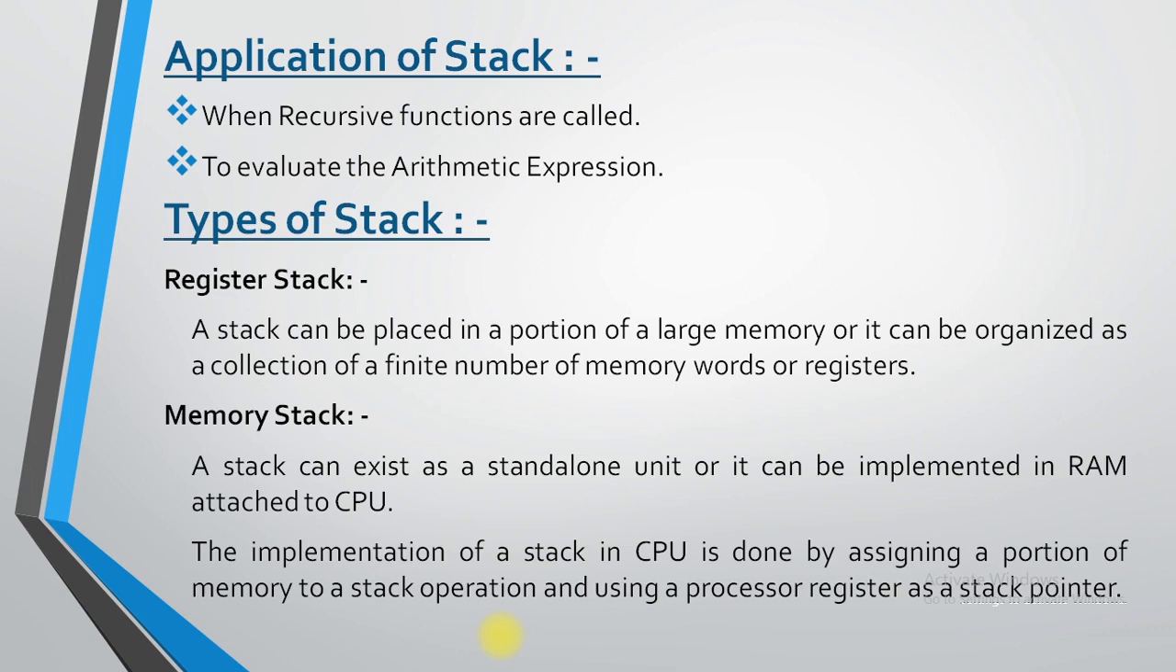The second one is called memory stack, which can exist as a standalone unit and can be implemented in RAM attached to the CPU. So when there is a requirement to work as a standalone unit which can be implemented in RAM, which can be attached with the CPU, at that time you can use memory stack. The implementation of a stack in CPU is done by assigning a portion of memory to a stack operation and using a processor register as a stack pointer.